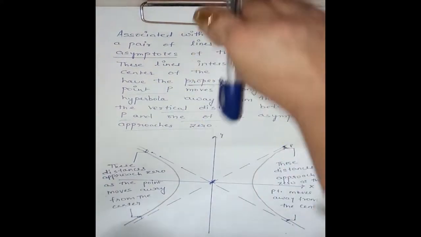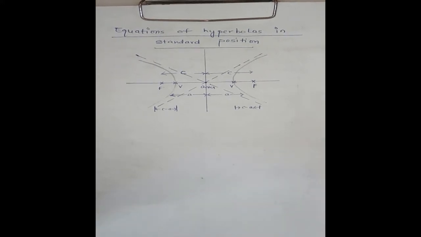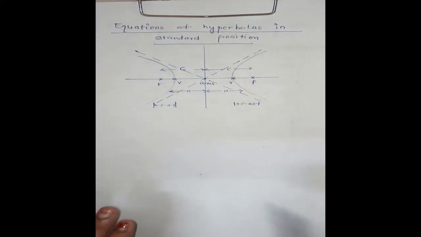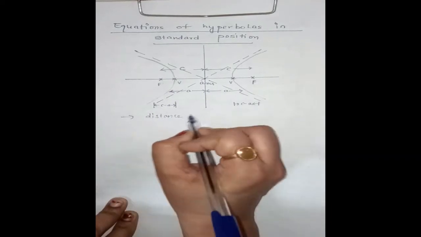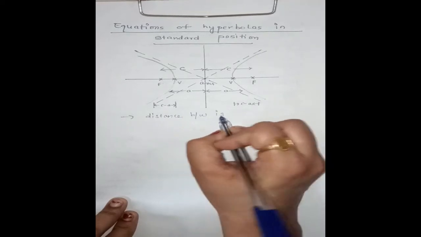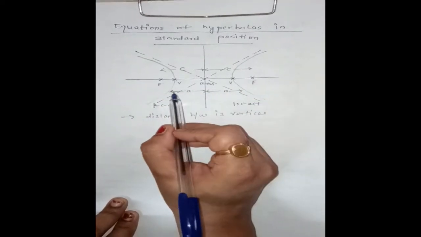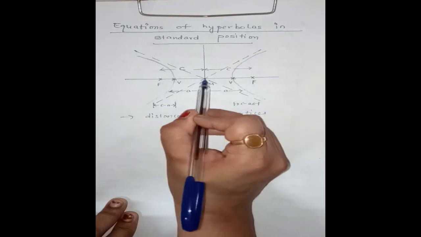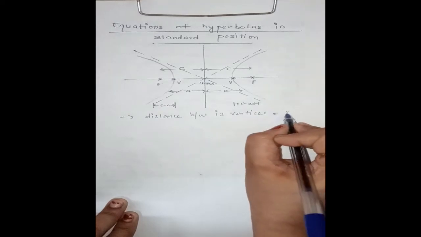Now next we have the equations of hyperbola in standard positions. We are now discussing the equation of hyperbolas. The distance between the vertices is denoted by 2a. This is a, this is a. Now the distance between the two vertices is 2a.